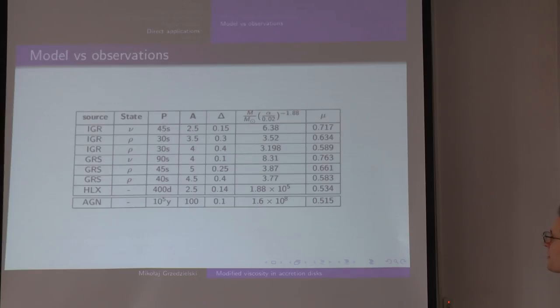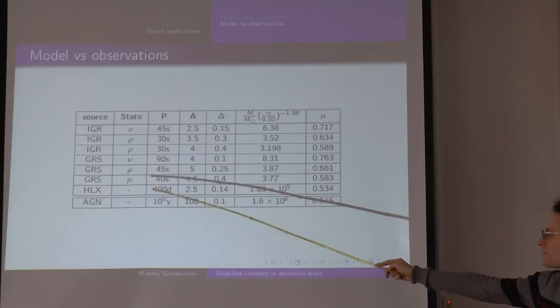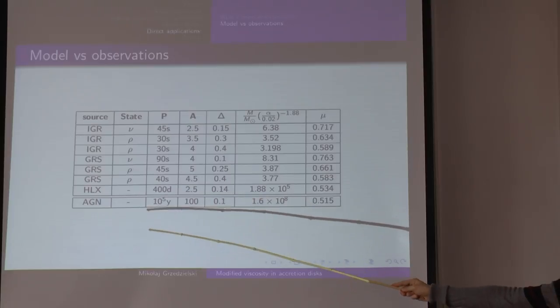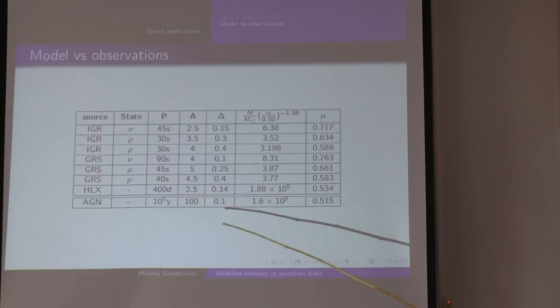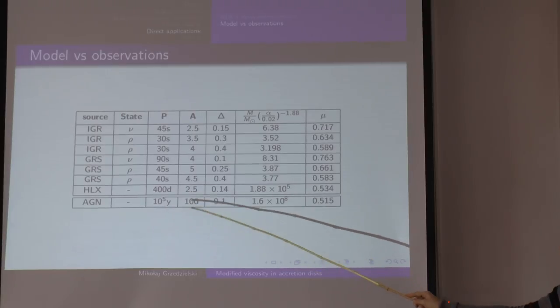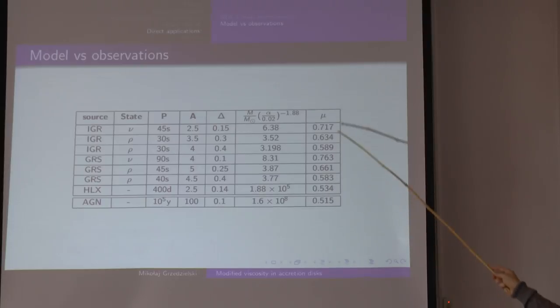Other results are about the microquasar observations. We determined this parameter and those masses, and the conclusion was that the new states and raw states have very similar values of alpha, because the masses of all those objects are similar. There are those microquasars, this HLX, and the hypothetical characteristic values for AGN variability. You can see that mu is always quite close to 0.6.